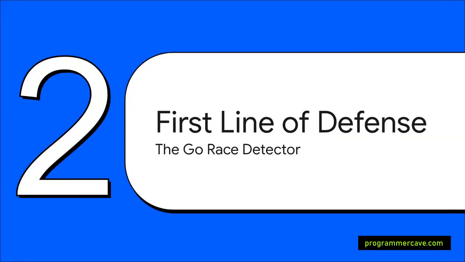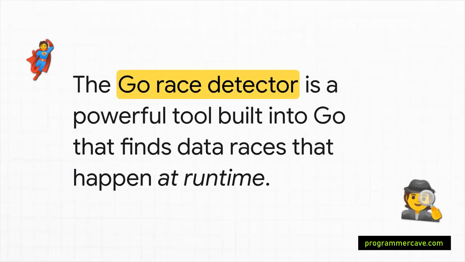Okay, so that's the problem. It's a bit scary, right? But how do we fight back? Well, that brings us to part two, your first line of defense. Let's talk about the single most important tool you have in your entire arsenal. Meet the absolute hero of this story, the Go race detector.